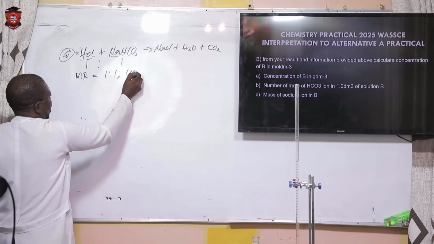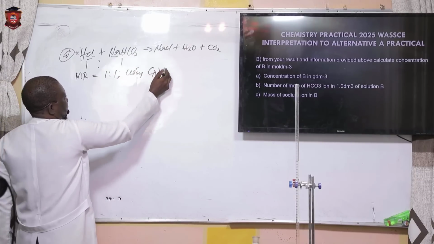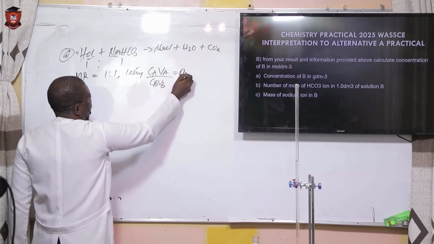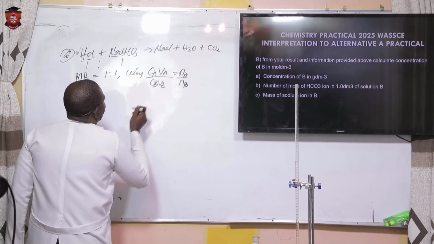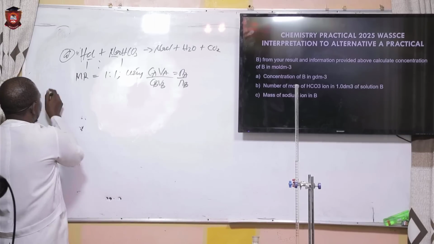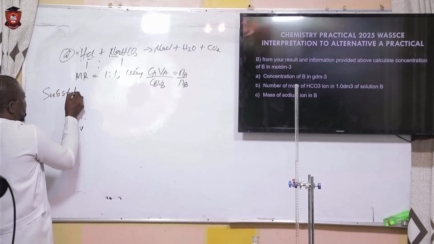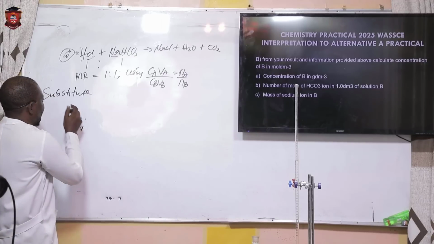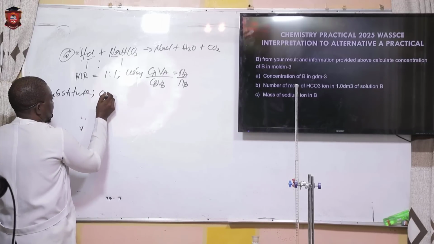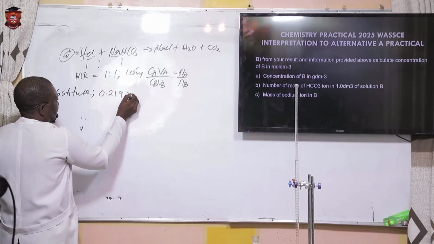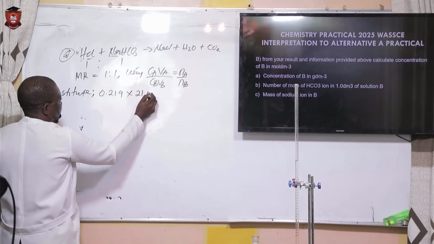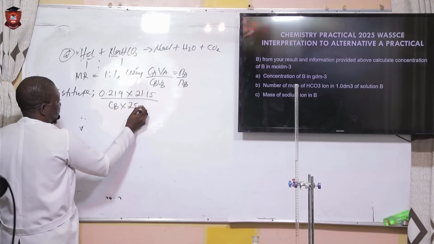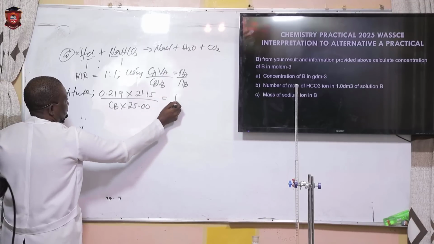So using CaVa over CbVb equals to na over nb, we substitute already. We are given that Ca is 0.219, isn't it? Times what? 21 upon Cb times 25.00 equals to 1 all over what? 1.